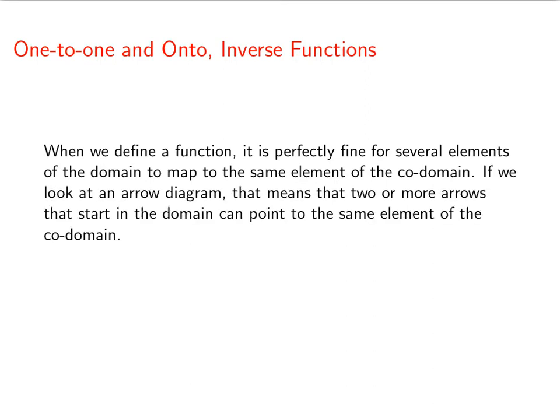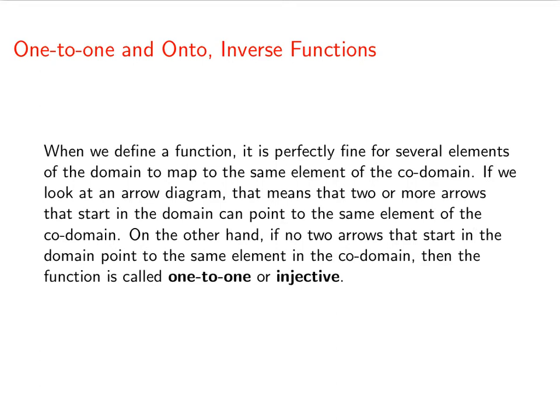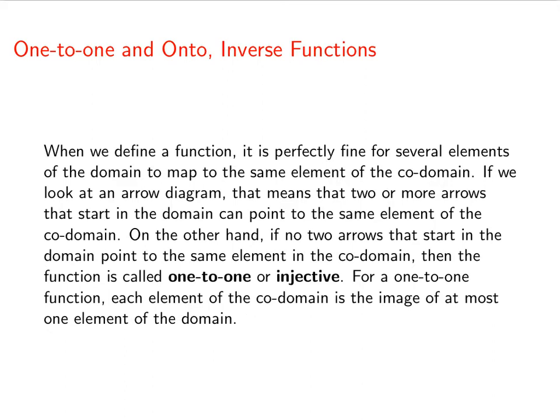So when we think about an arrow diagram, that means two or more arrows that start in the domain at different points can point to the same element of the codomain. That's perfectly fine. Now, if it happens that no two arrows that start in the domain point to the same element in the codomain, then we're going to call the function one-to-one or injective, or we'll say that the function is an injection. For a one-to-one function, each element of the codomain is the image of at most one element of the domain.